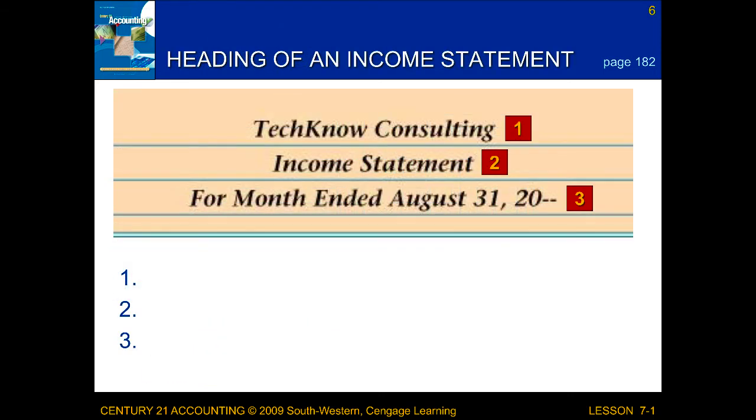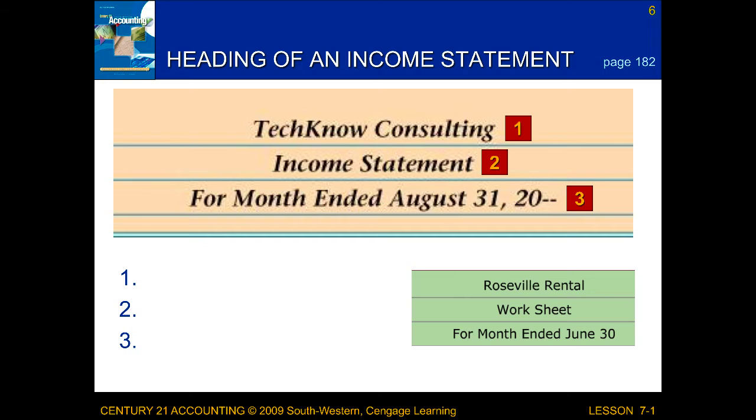The first thing we're going to start with on our income statement is the heading. Very, very similar to the worksheet. The first thing we're going to write is our company name. The second thing we're going to write is what type of report we are doing. Well, we are not making a worksheet. So in this case, we're making an income statement. We're going to write the words income statement.